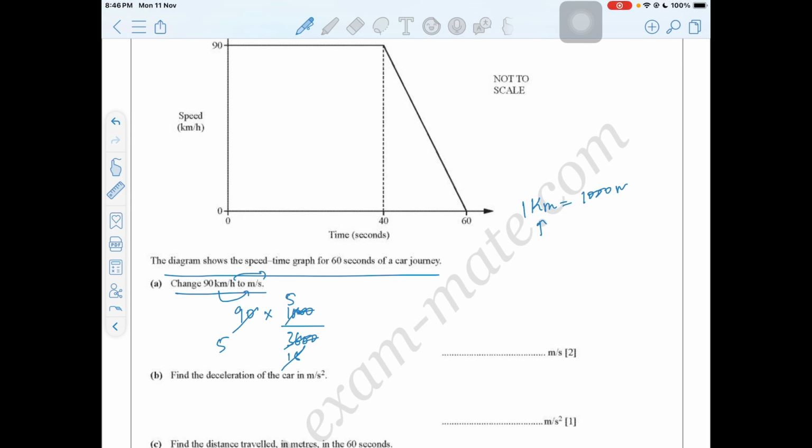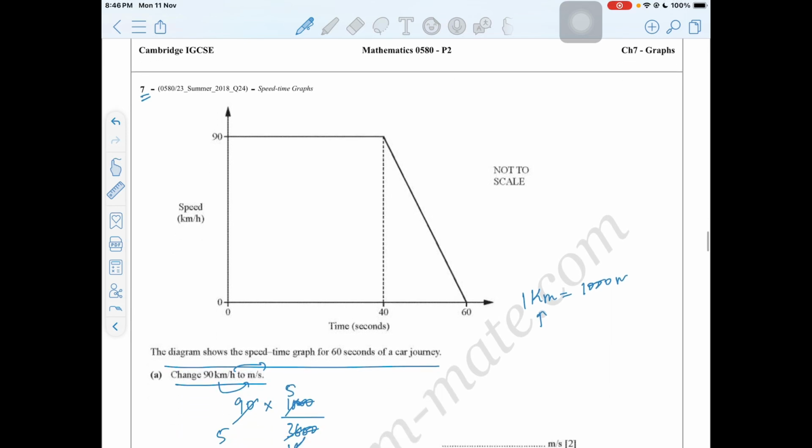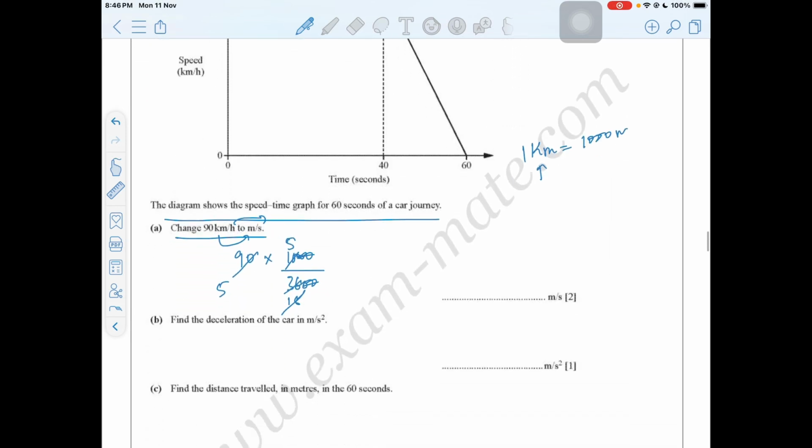So this would be 5 multiplied by 5. Did I make a mistake over here, or am I right? Yeah, I'm right. 25. Find the deceleration of the car in meters per second.